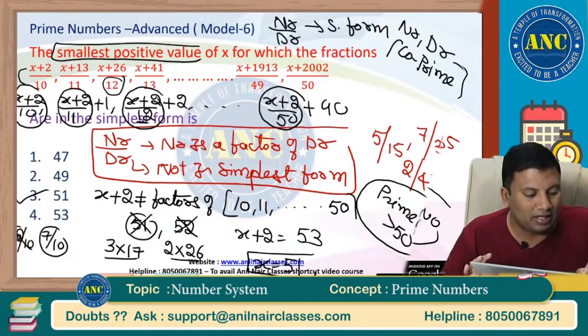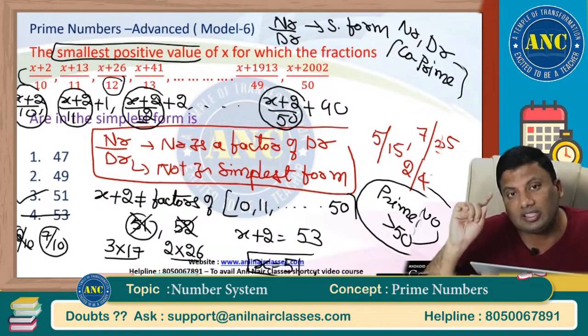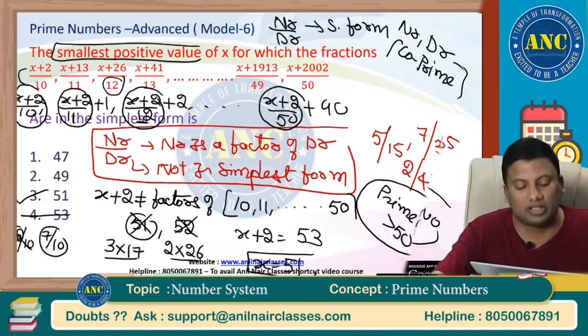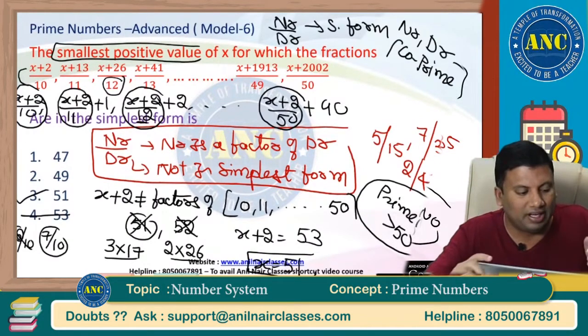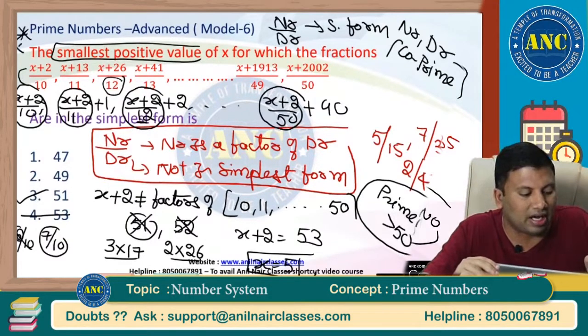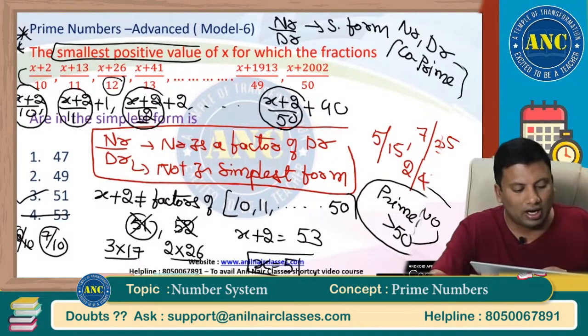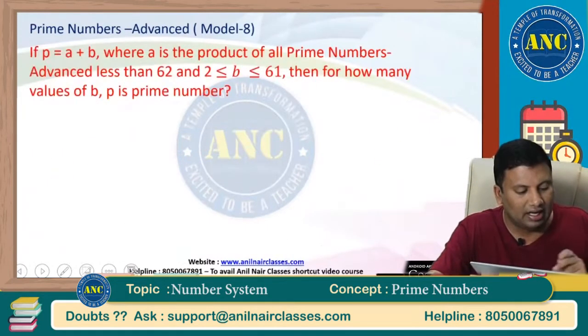So please remember this for x plus 2. Don't tick mark 53. 53 is the value that is assigned for x plus 2, so the x value will be 51. Very, very good question. A conceptual question for you to understand clearly how it works.